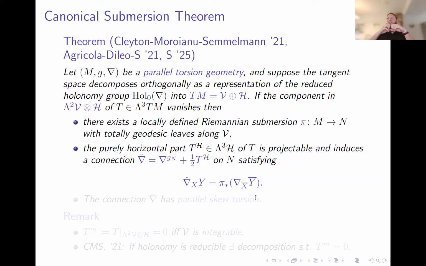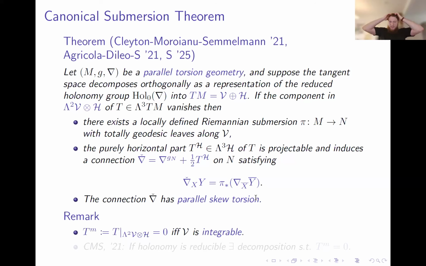So in that sense, I can consider this connection nabla check on the base as a projection of the connection nabla on the total space. And then there is this very nice property that this connection I've defined has, again, parallel skew torsion. So my base space is, again, a parallel torsion geometry. In this sense, this theorem allows us to reduce the dimension of a manifold. We split off the vertical part, stay at the horizontal dimension, and are left in the same place as before.